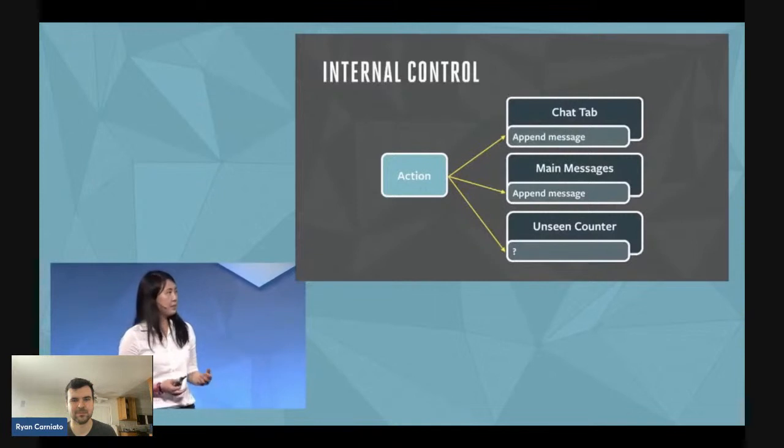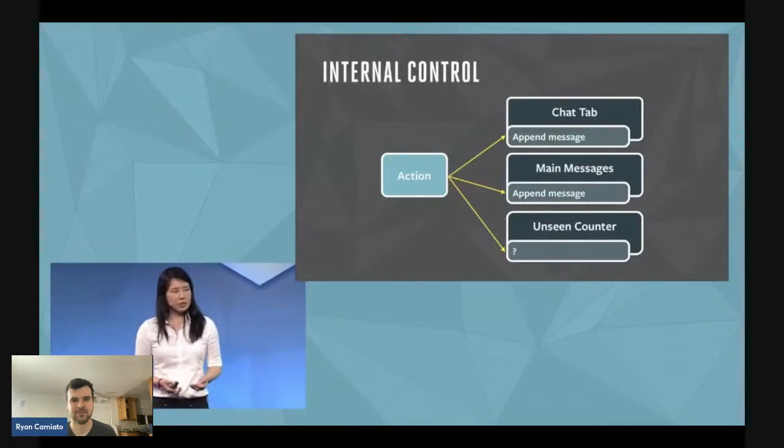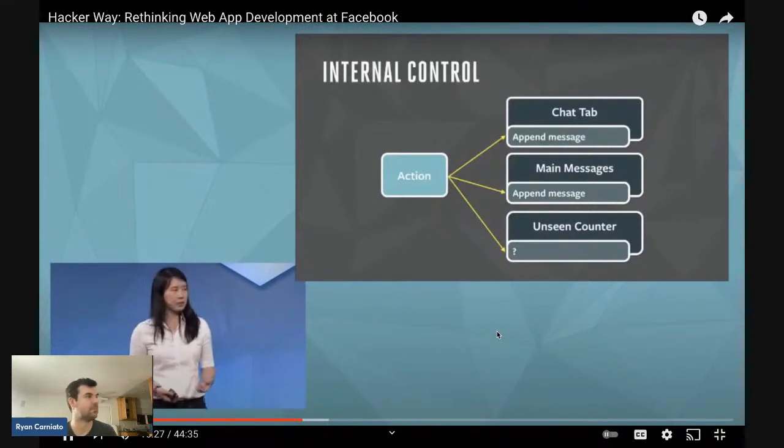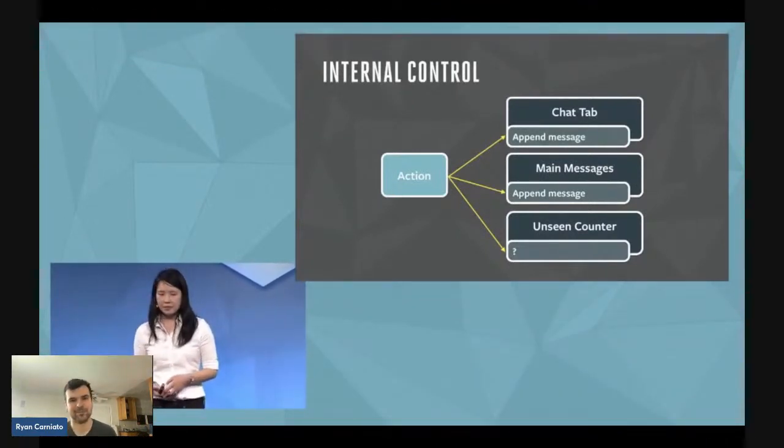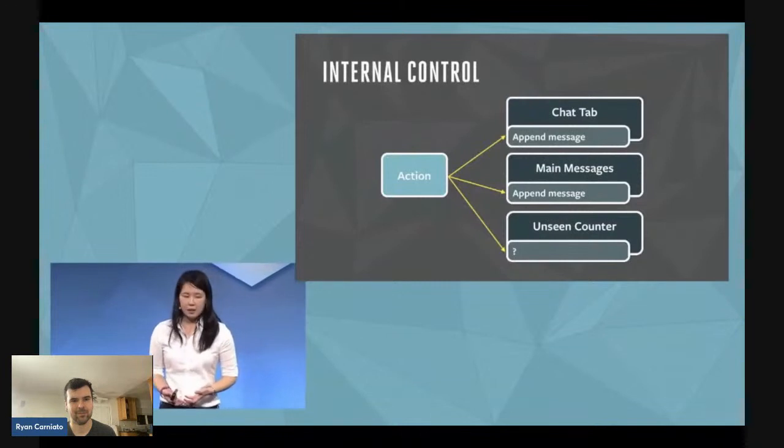So for chat tab and main messages, it's pretty easy. You just want to append a message whenever you get a new message. But it's a little bit less clear what to do with the unseen counter. We know that you still want to increment whenever you get a new message, but where do you decrement that unseen counter? You don't have enough information at that point. What this structure makes clear is that we need more explicit data.